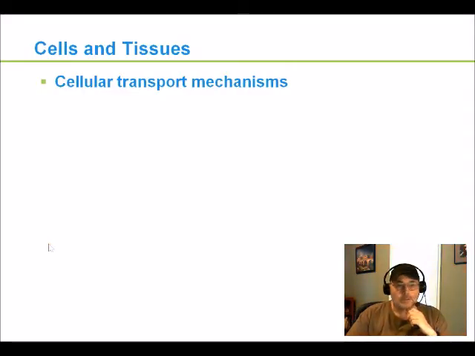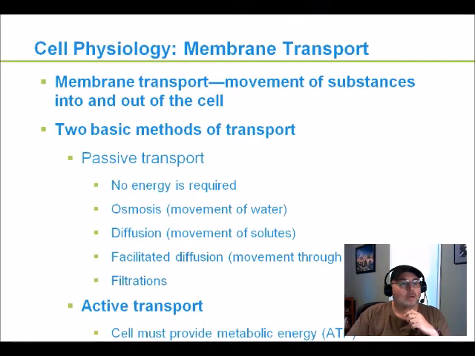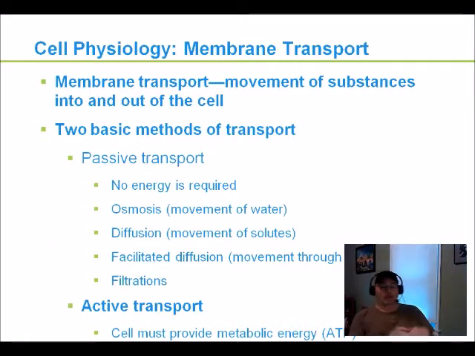So let's talk about cellular transport mechanisms. What we're looking at, membrane transport, is the ability to move substances back and forth into and out of a cell. This is important because the cell has to have certain reactions that occur, certain activities that can occur inside the cell, and those reactions don't occur if you don't have the right stuff there. So we have means of getting stuff in and out of cells that optimize the function of the cell.